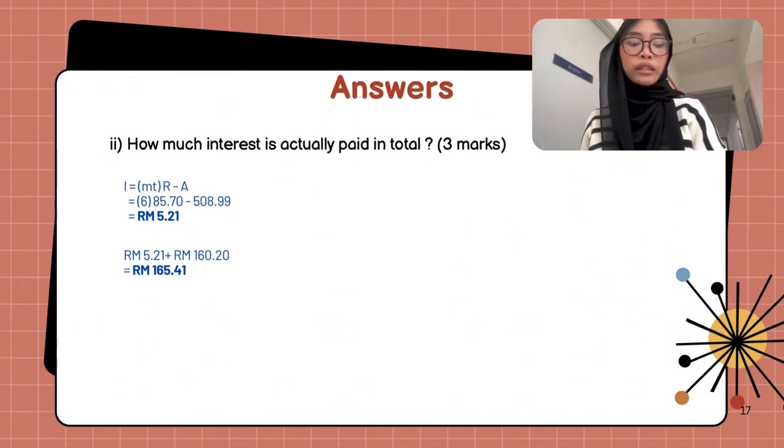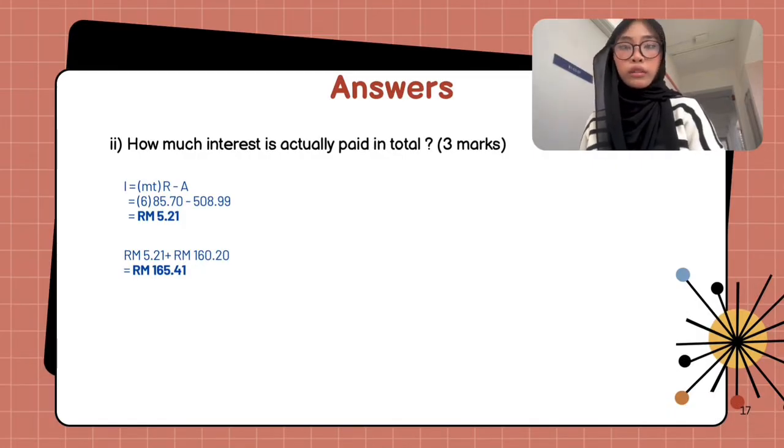is 508 and 99 cents, and we can get the amount of interest, which is 520 and 21 cents. And the total that her father must pay is the interest from portion B, 116.20 cents, plus the interest given in the expression calculated just now, 5.20 cents. So we can get the amount in full, which is 160 ringgit.